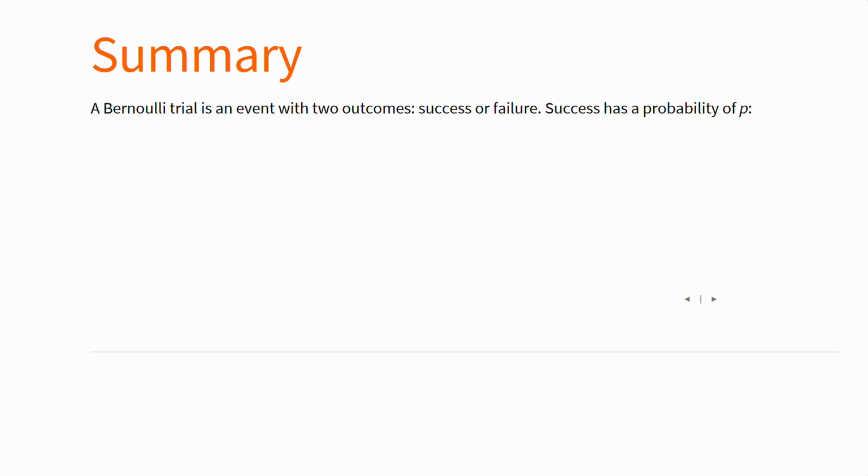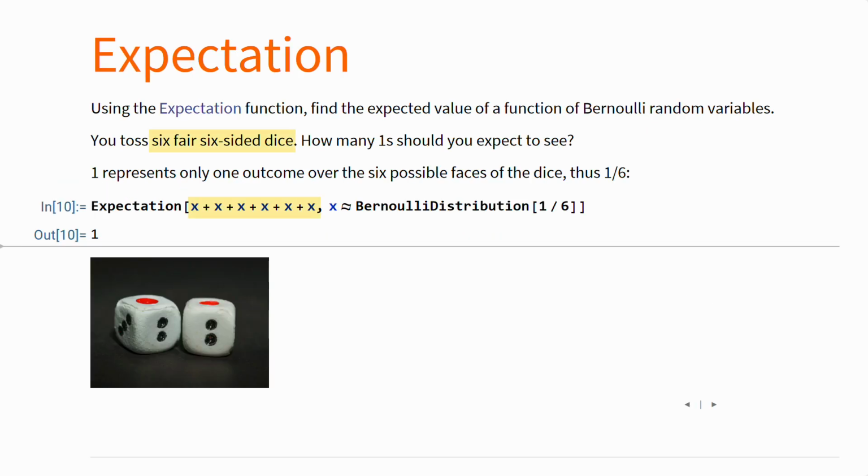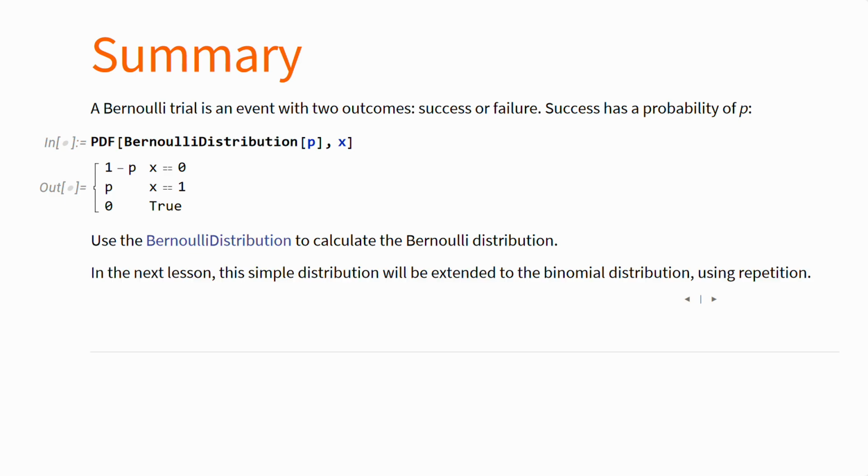In summary, a Bernoulli trial is an event with two outcomes, success or failure, where success has a probability of p and failure has a probability of 1 minus p. Use the Bernoulli distribution to calculate any Bernoulli distribution problem. In the expectation example earlier, you tossed 6 dice, so you made 6 Bernoulli trials. What happens actually when the distribution you have makes multiple Bernoulli trials? Well, that's next lesson, where we extend the Bernoulli distribution to the binomial distribution using repetition.